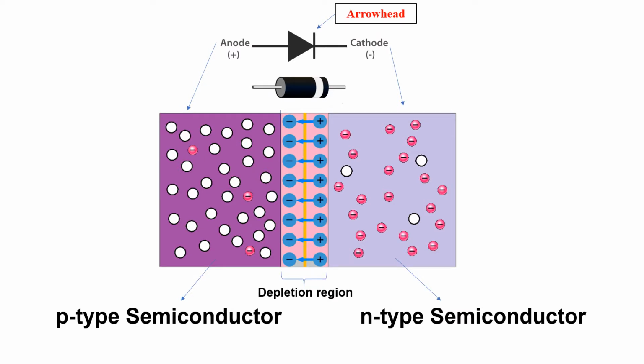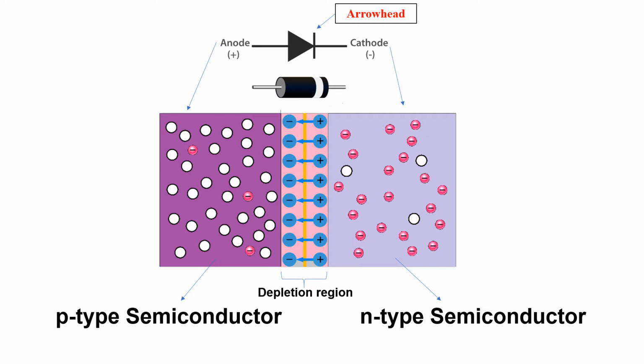The outstanding property of a p-n junction diode is that it will conduct only in one direction. This property helps us to perform rectification operation. The symbol of the diode is shown in figure. The arrowhead in the symbol indicates the conventional current flow direction under forward biased condition.